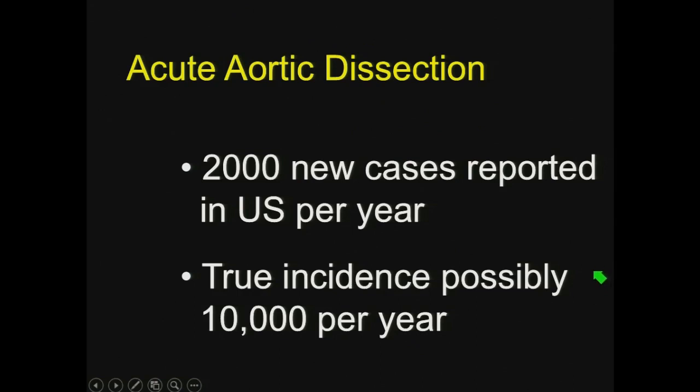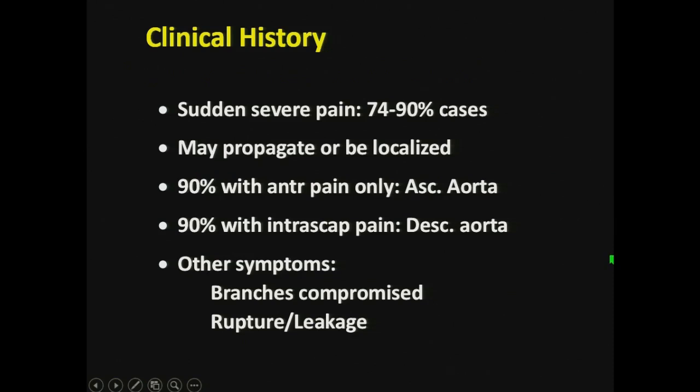And sometimes it's underdiagnosed, or delayed diagnosis is a problem. Most patients will have pain. It could be anterior chest pain, back pain, or both. It may propagate or may be localized, so there's no classic pain. With 90% with anterior pain only, that's probably ascending aortic dissection. If the pain is primarily in the back, it's probably the descending aortic dissection, but you can't be sure. It could be either in any scenario.